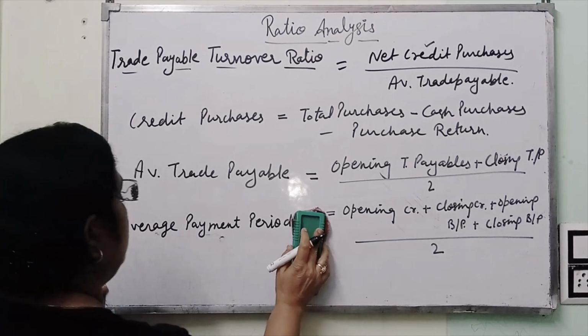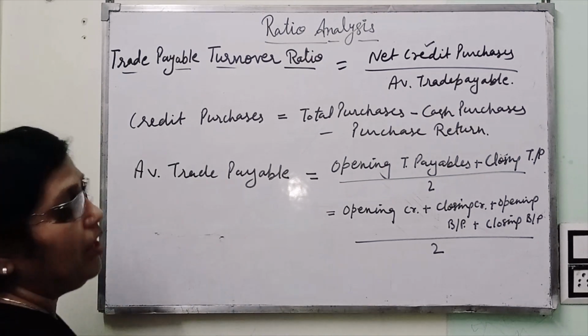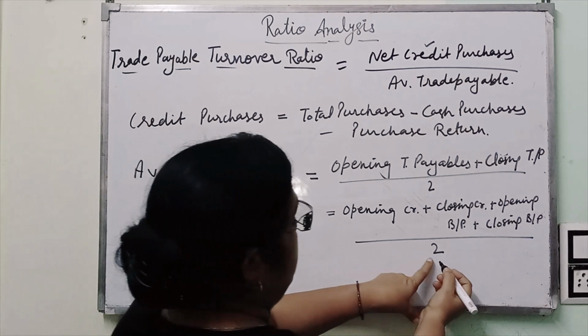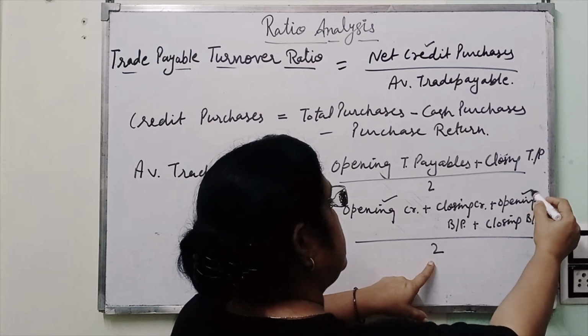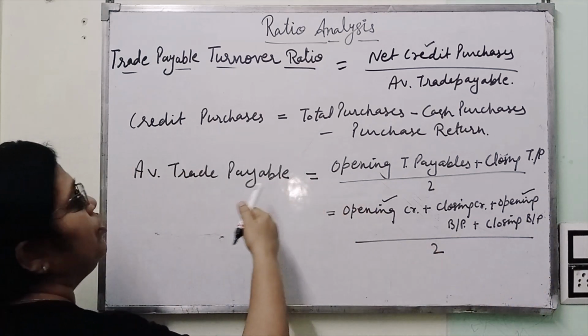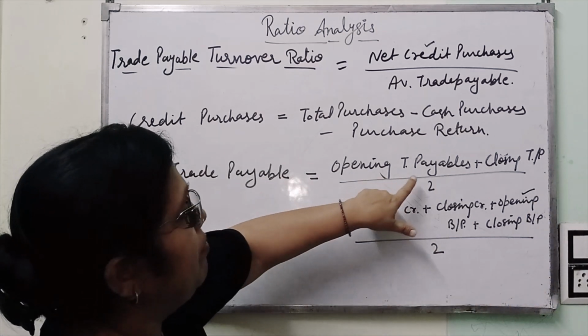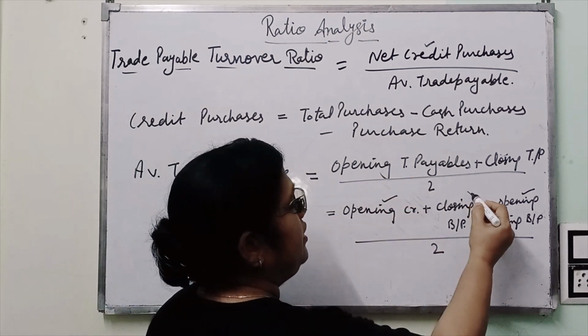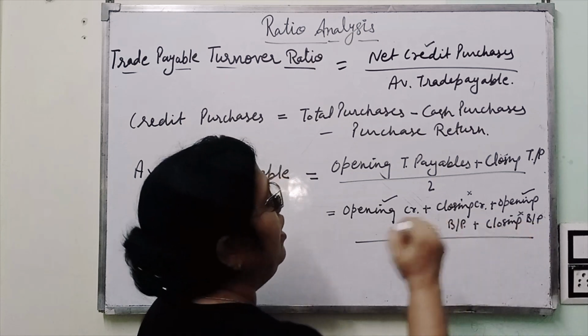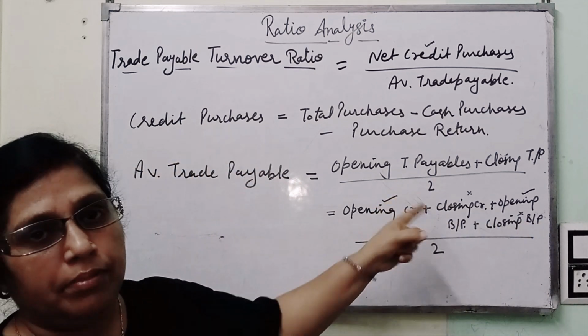I think there is no doubt in this. We are dividing it by 2 because opening creditors and opening bills payable are a part of opening trade payables, and in the same way, closing creditors and closing bills payable are part of closing trade payables.